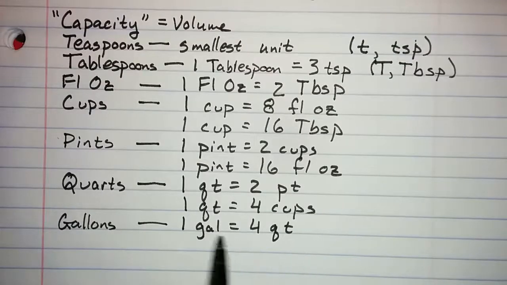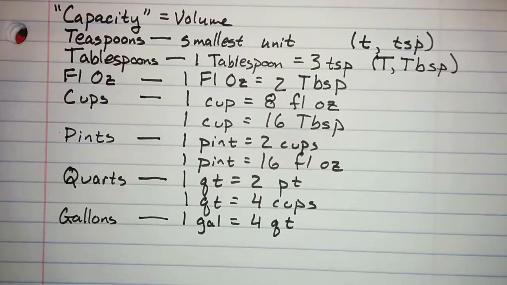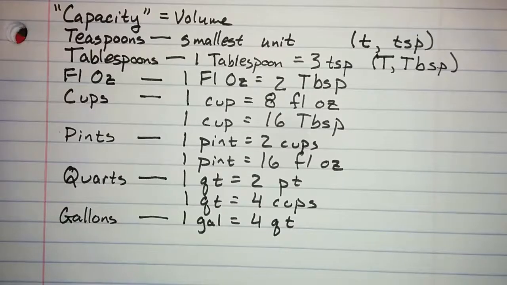Quart is like quarter. A quart is a quarter of a gallon. There are units of capacity beyond gallons, but again, they're very rarely used. The last collection of customary units I'm going to mention are weight.